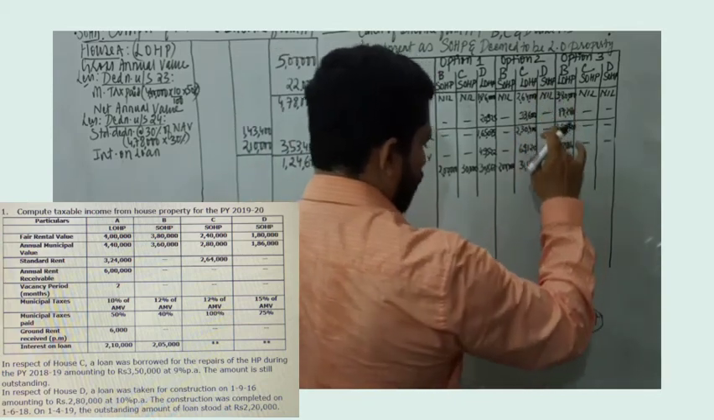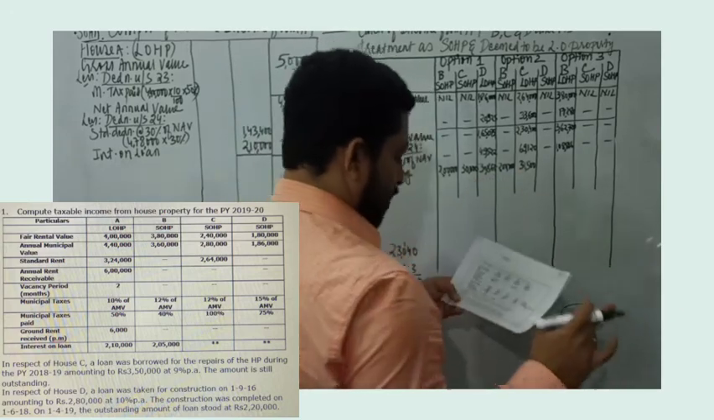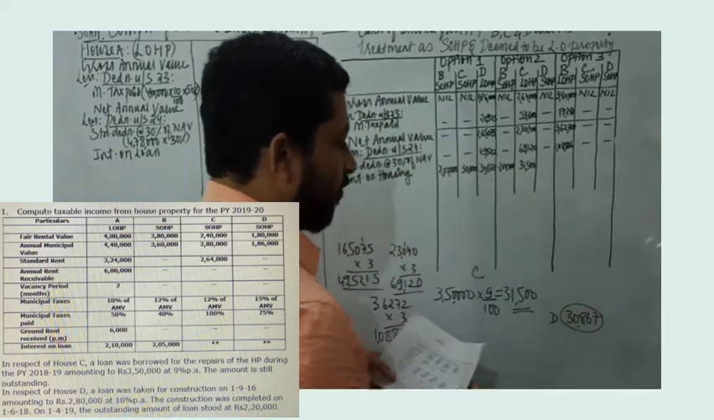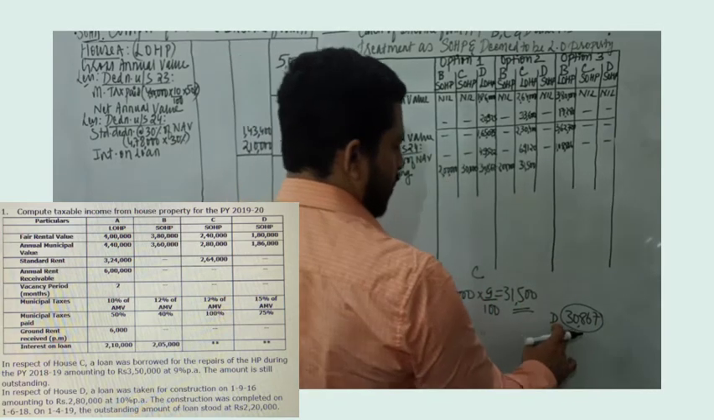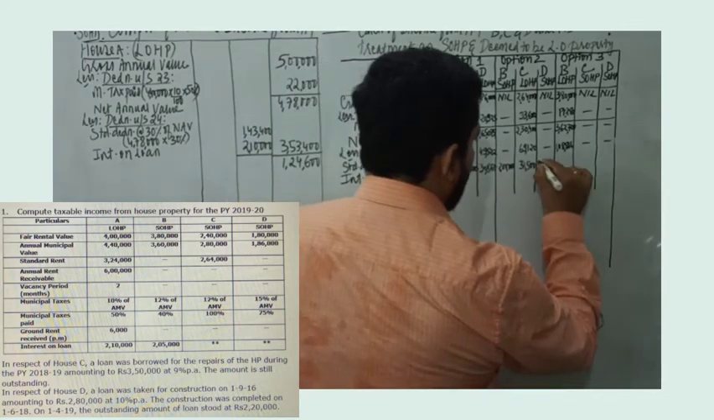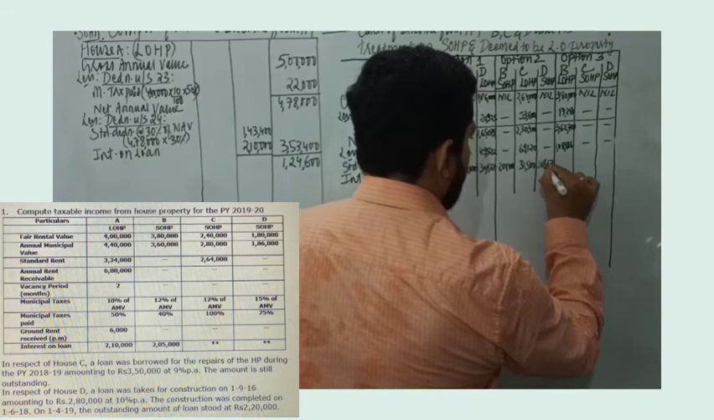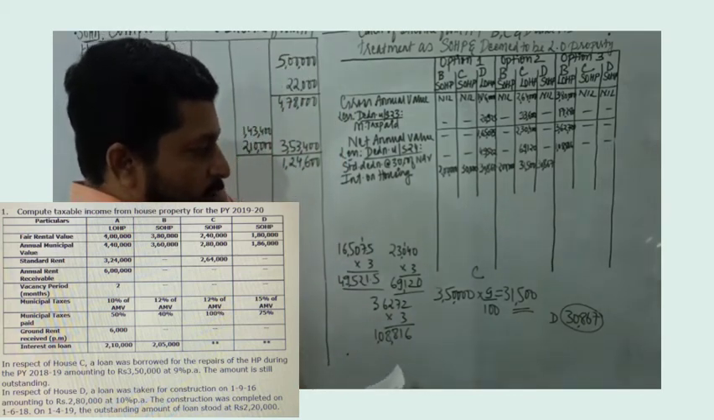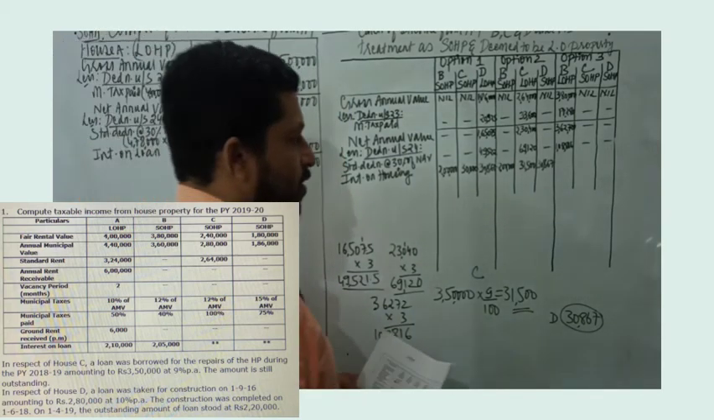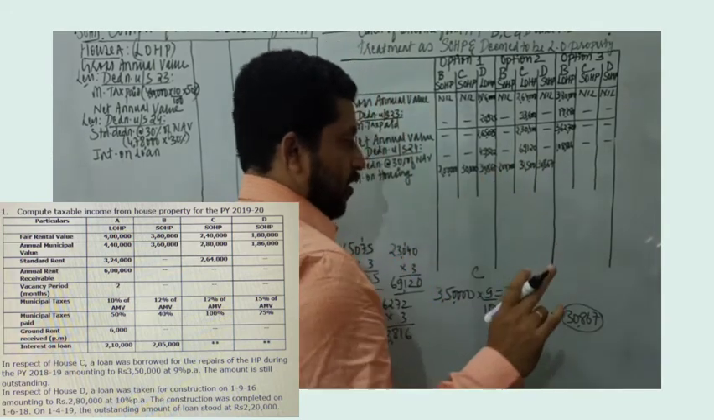Then self-occupied house property, as far as house D is concerned, is the same, because the loan is taken for construction. So for purchase and construction I said the maximum is 2 lakh rupees, but for house D it is only 30,867. So 30,867 is the interest on loan as far as house D is concerned. Though it is self-occupied, the loan is taken for construction.